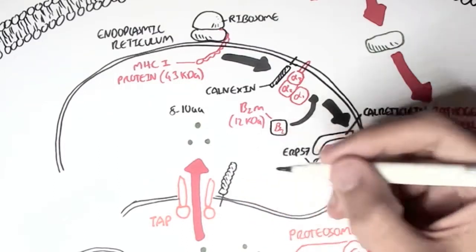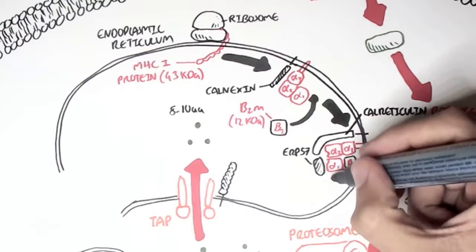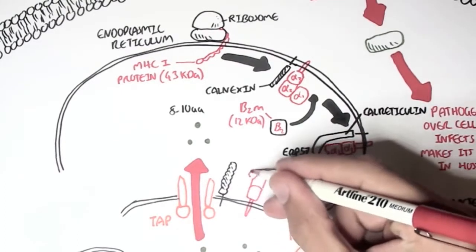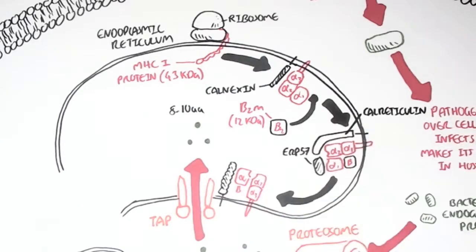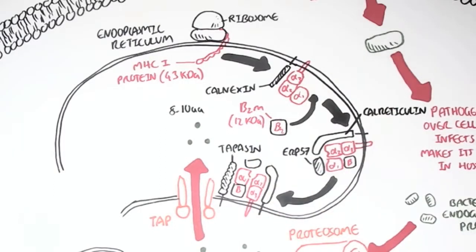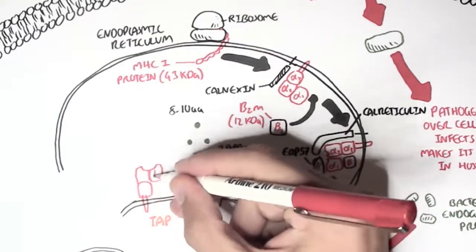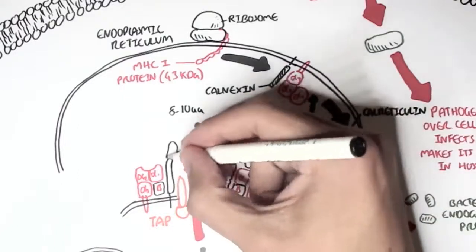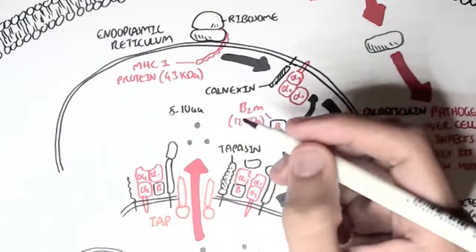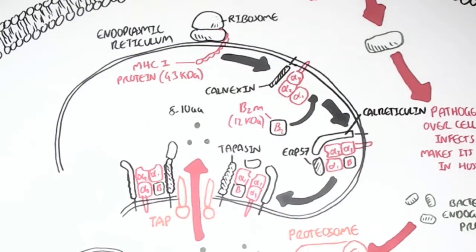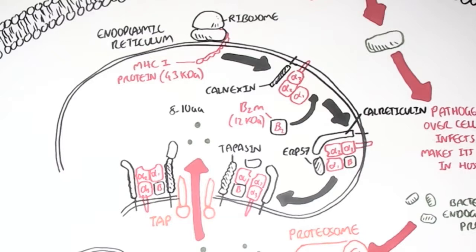the calreticulin and ERP57 will act as a chaperone, and it will bring the MHC class 1 molecule towards the TAP transporter, while the MHC class 1 will interact with another protein called tapasin. When it interacts with tapasin, ERP57 and calreticulin will essentially dissociate, which will allow these small peptide fragments in the endoplasmic reticulum, the small bacterial peptide fragments, to bind onto the binding groove of the MHC class 1.